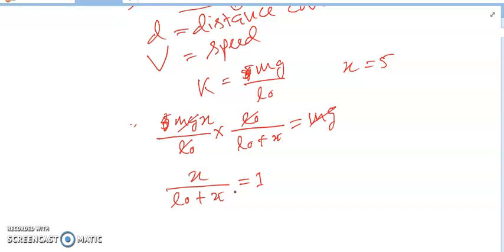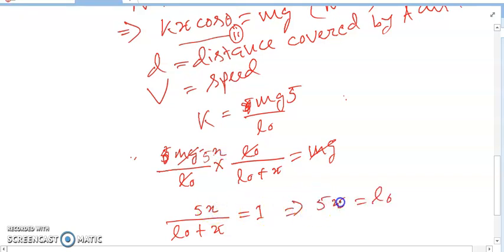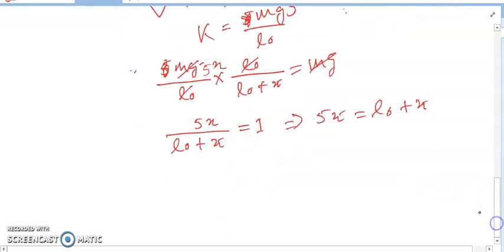Okay, k is equal to 5 mg divided by L0 by the theory. This is the correct one, 5 mg divided by L0. So what we get: 5x is equal to L0 plus x, and 4x equals L0. So x is equal to L0 divided by 4.